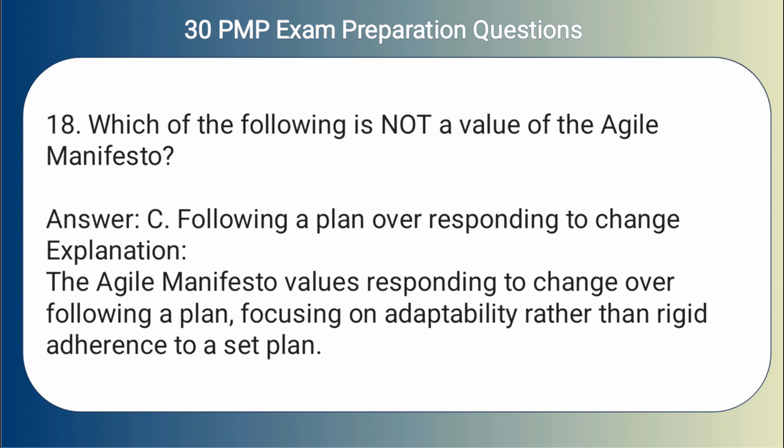Answer. C. Following a plan over responding to change. Explanation. The Agile Manifesto values responding to change over following a plan, focusing on adaptability rather than rigid adherence to a set plan.